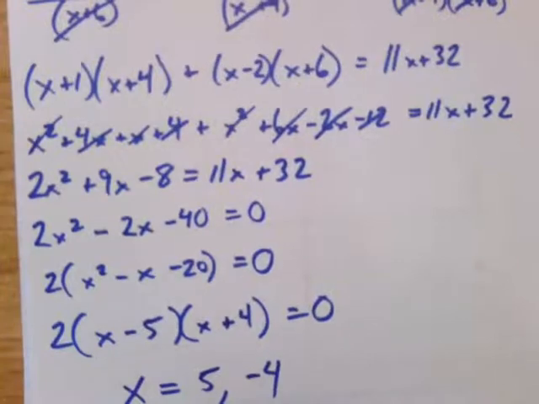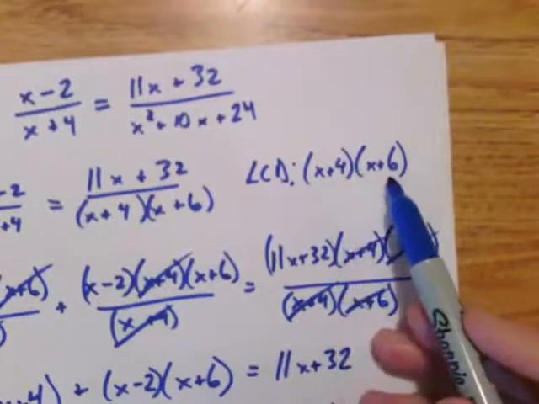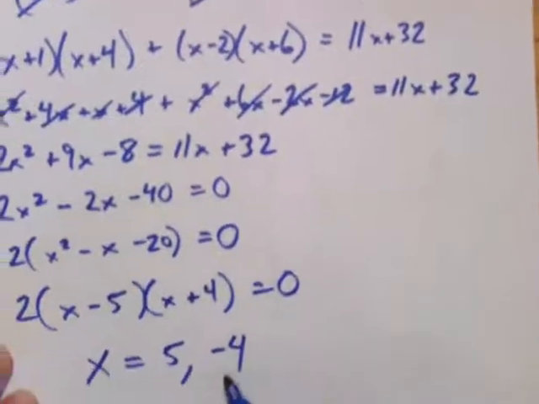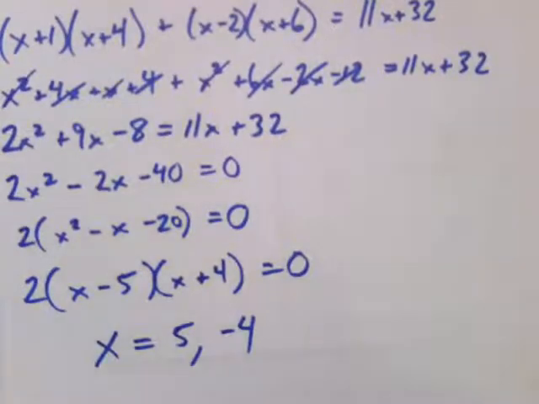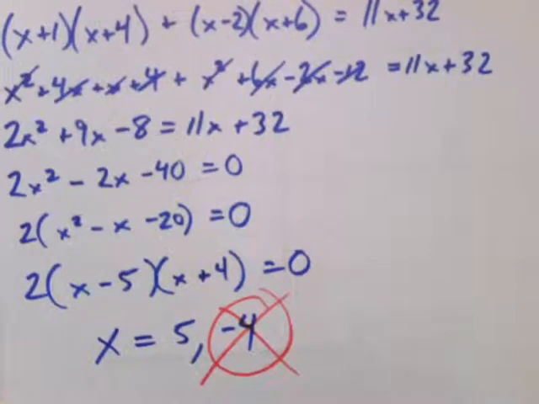Now we should check with our non-permissibles, right? Our LCD right here, x plus 4, x plus 6. x can't be negative 4. Okay? So that one gets crushed. That's an extraneous root.